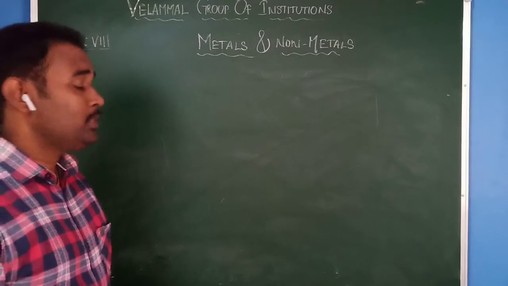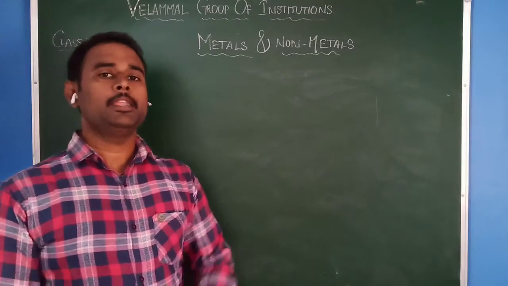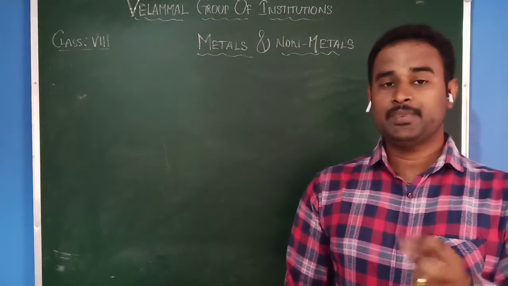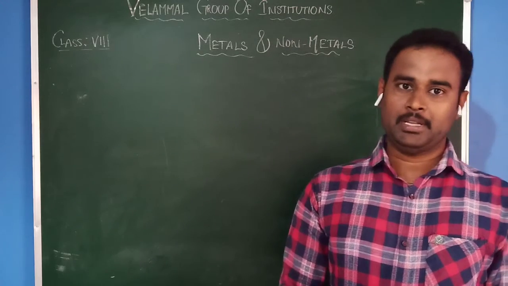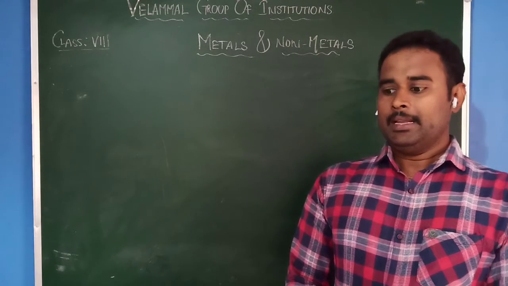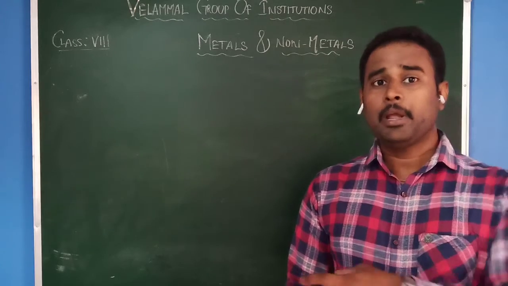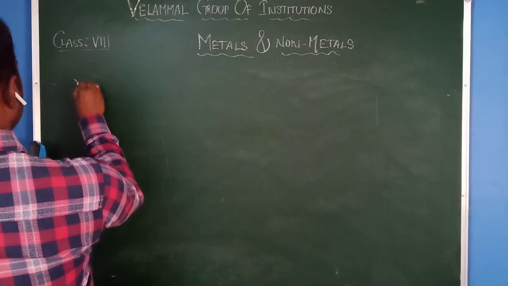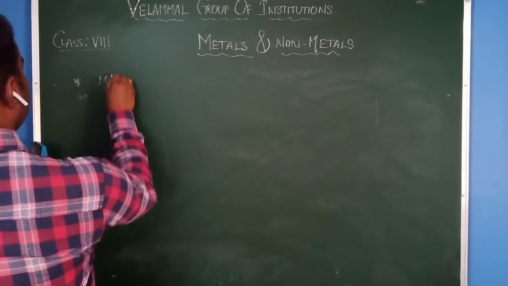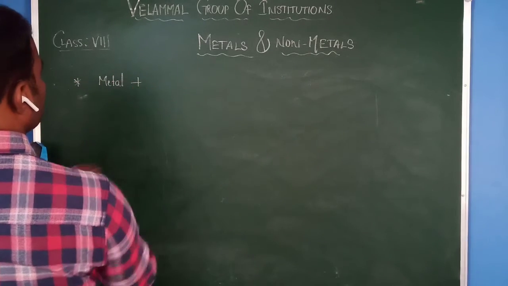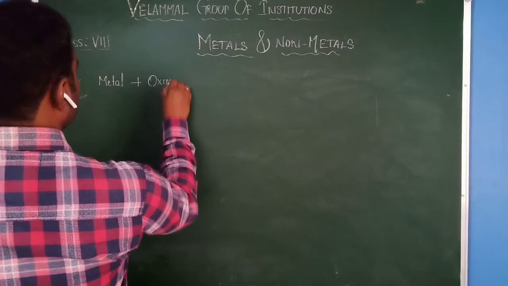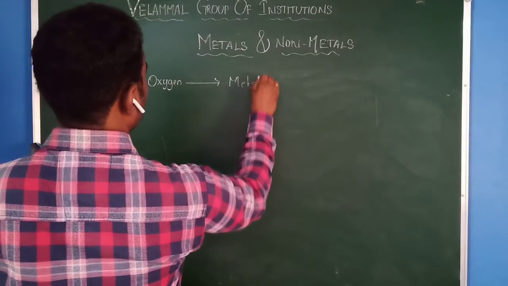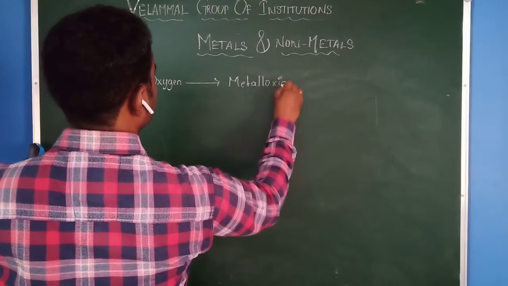Today we are going to continue the topic metals and non-metals. In the previous class, you learned about what is meant by metal, what are its physical properties, what are its chemical properties. In yesterday's class, we discussed some chemical properties of the metals. In that, when metal reacts with oxygen, then it gives its respective metal oxides.